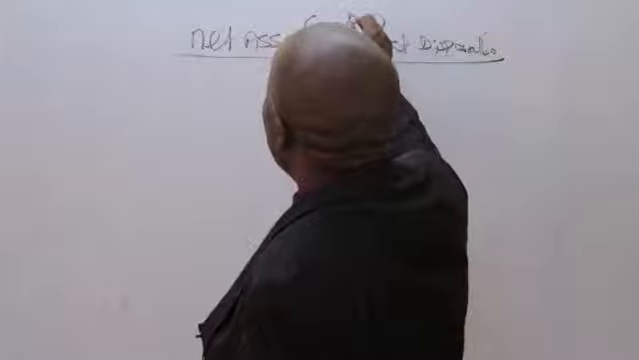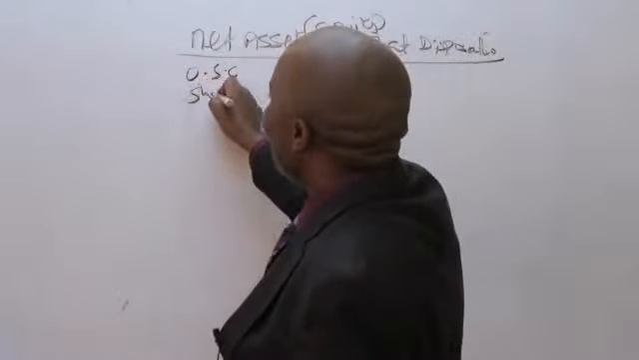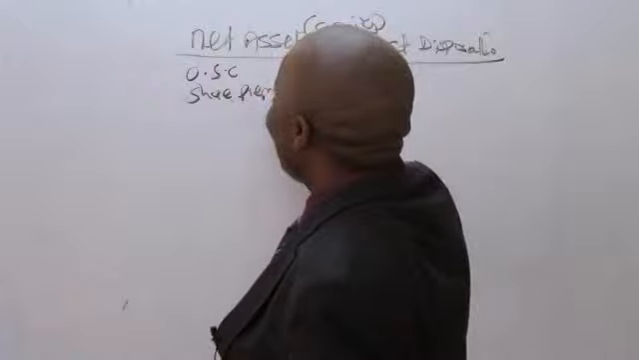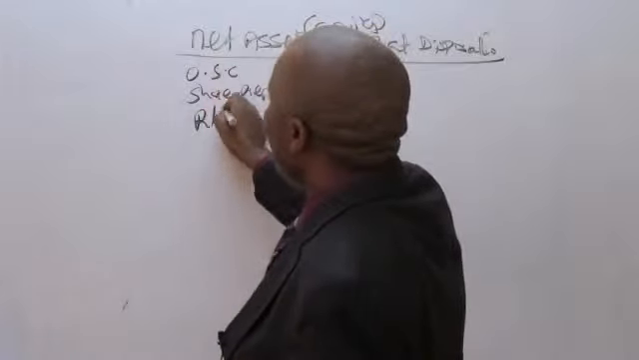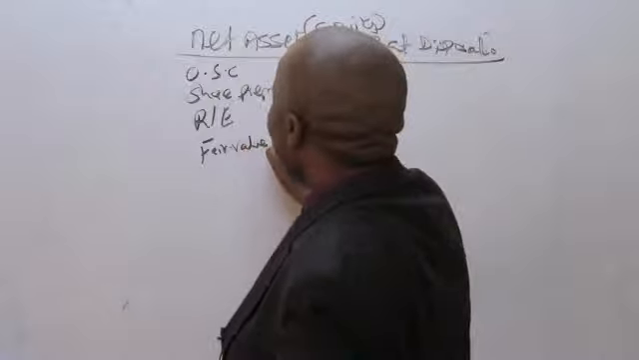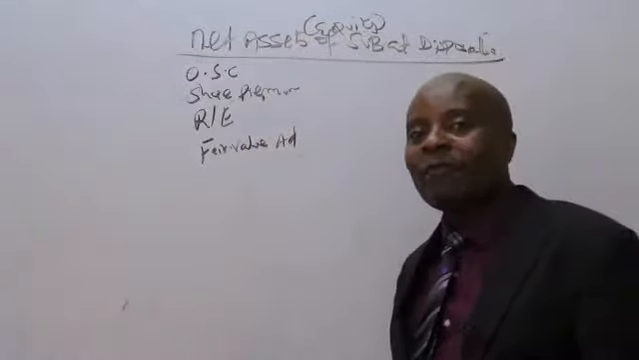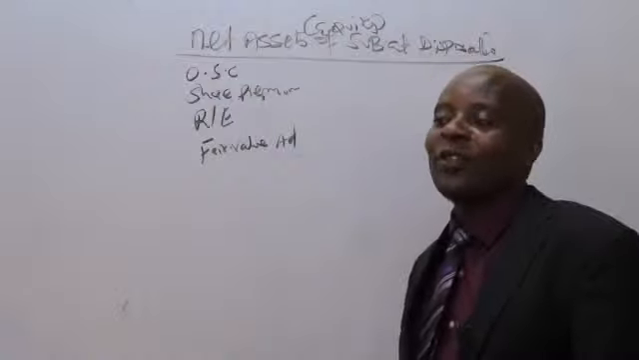You're supposed to be having ordinary share capital, share premium, and retained earnings, because those are the items you'll be getting in the questions. And of course, at disposal, at times there are some fair value adjustments, because it's important you call in some valuers.